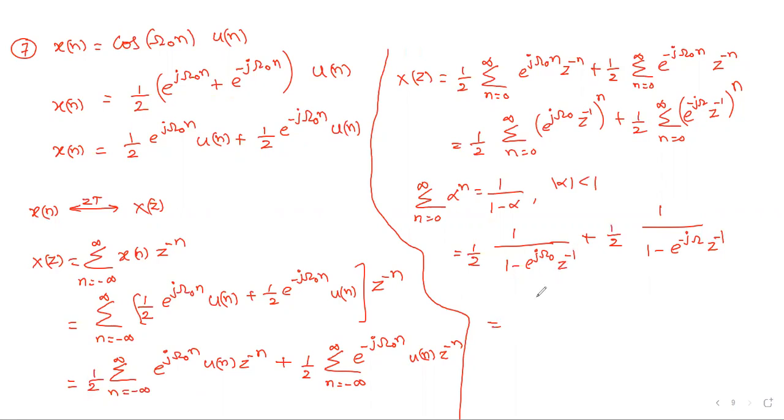So now the z power minus 1 will go to the numerator. That means 1 by 2 into z by z minus e power j omega naught. We just take 1 by 2 common here, no problem. Plus z by z minus e power minus j omega naught. So this is the z transform. Again, we need to simplify this by taking the LCM. So what is X of z we got? X of z is equal to 1 by 2 times z by z minus e power j omega naught plus z divided by z minus e power minus j omega naught.